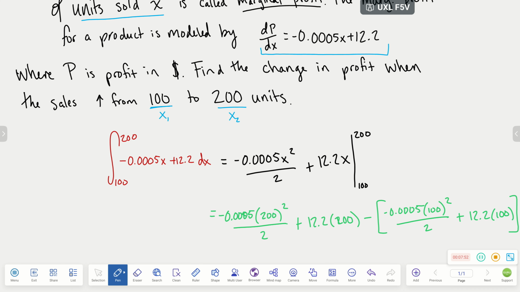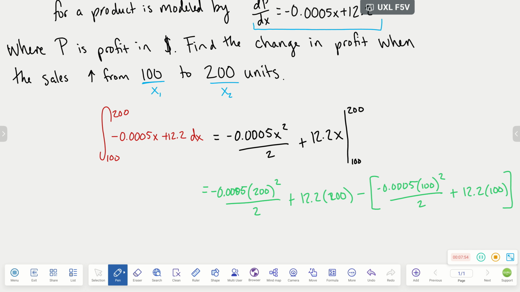If you're on an FRQ, you can leave it like that. If you're on a multiple choice, you'll probably be given a calculator. I don't expect them to make you do that all in your head. But you can find that answer to be 2,000. This one is 2430 minus 12.5. So we get a total profit change of $1,212.50. Okay, that's the change in profit.